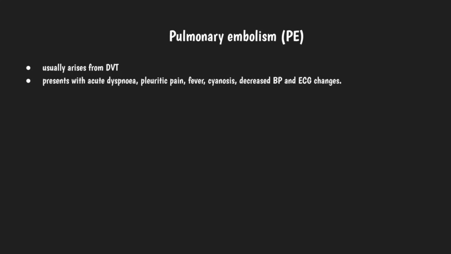Next is pulmonary embolism. It usually arises from DVT, deep vein thrombosis. When the patient is immobilized for a longer period of time, then DVT may occur and it may cause pulmonary embolism. It presents with acute dyspnea, pleuritic pain, fever, cyanosis, reduced BP, as well as ECG changes.